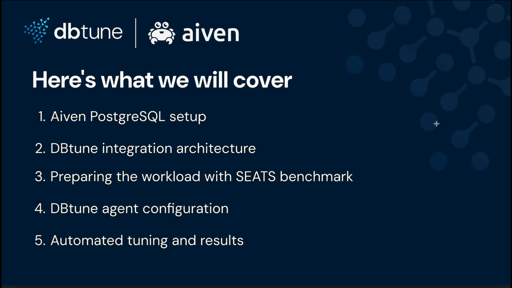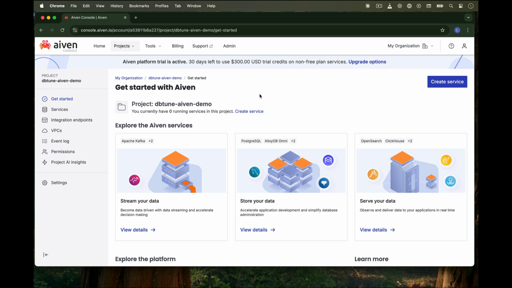Here's what we'll cover: setting up an Aiven Postgres instance, visualizing the integration architecture, preparing the workload with the SEATS benchmark, setting up the DBtune agent, starting a tuning session, and reviewing results. Let's dive in by setting up our Aiven Postgres instance.